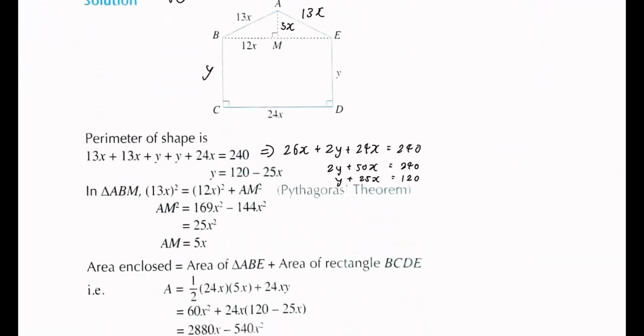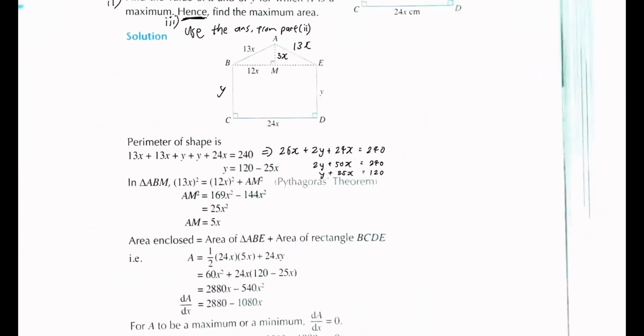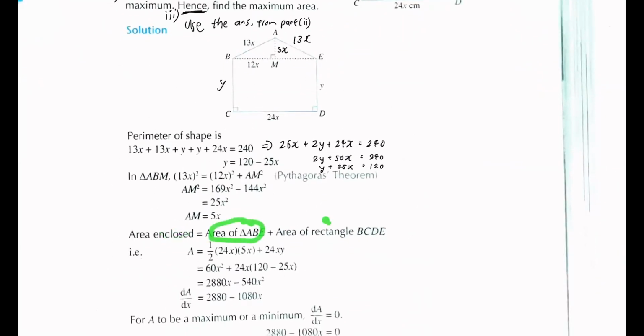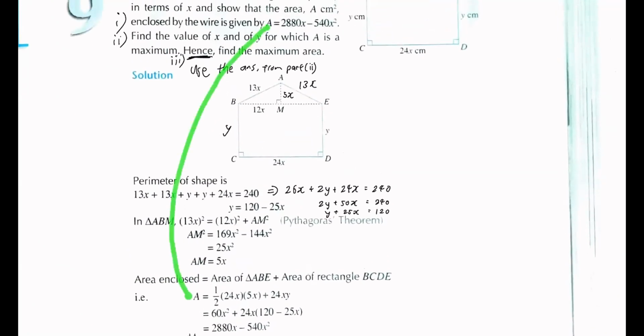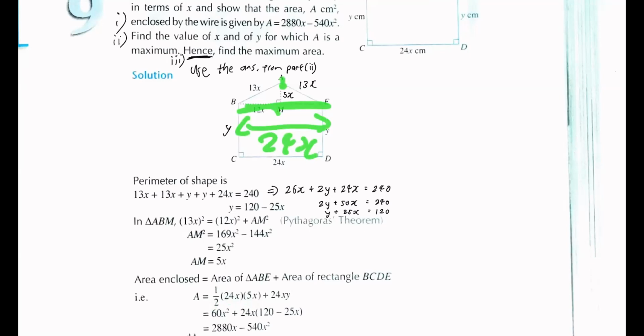For the area enclosed by the wire, they tell you it's the area of the triangle on top plus the area of the rectangle below. Then they use the capital letter A to represent the area enclosed because that's the letter used in the question. Please use the letter that was used in the question. Don't come up with your own symbol. Follow the question. Then the area of the triangle is half times base times height. So half times 24x times 5x, right? The base is 24x here, and the height is 5x.